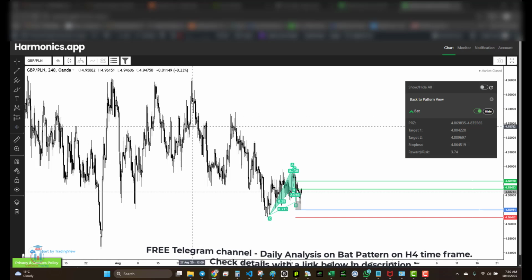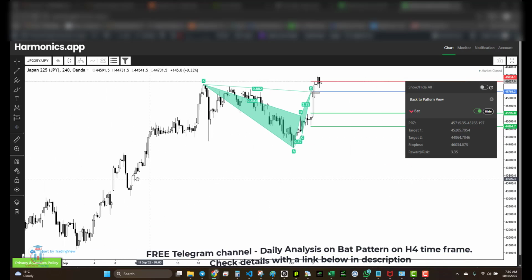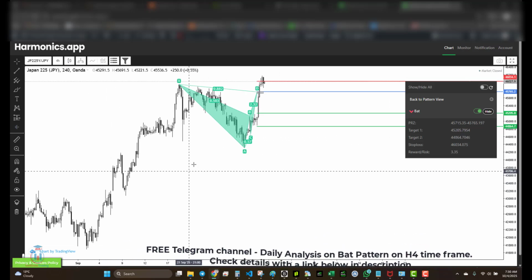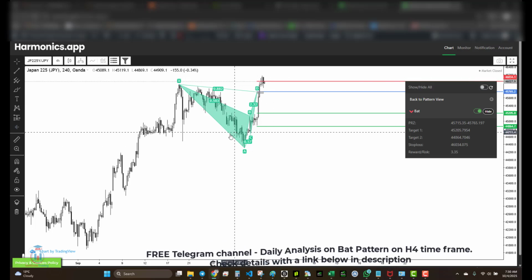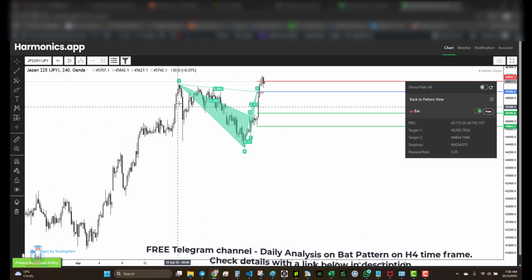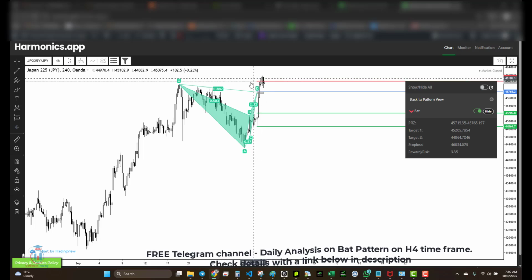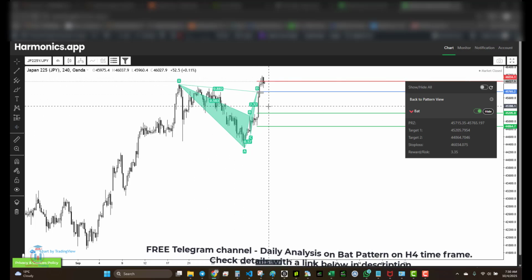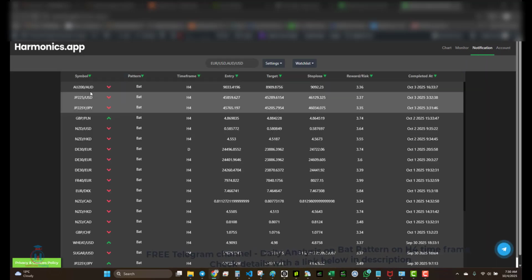Let's check this one, what this one has. Okay, we can see it has completely failed. We can see the price is moving up and we have the bearish bad pattern against the trend, so it is a failed one. I will skip this one.